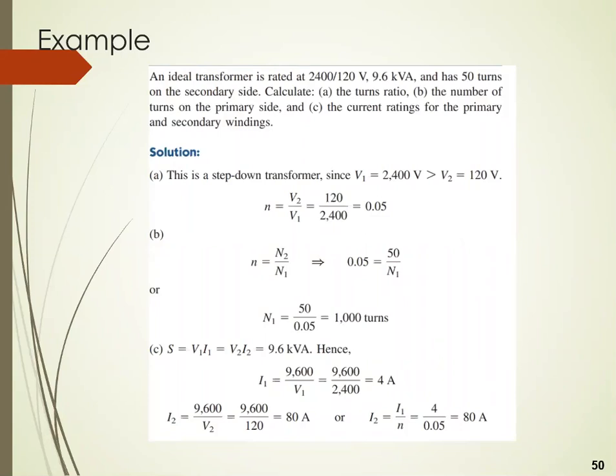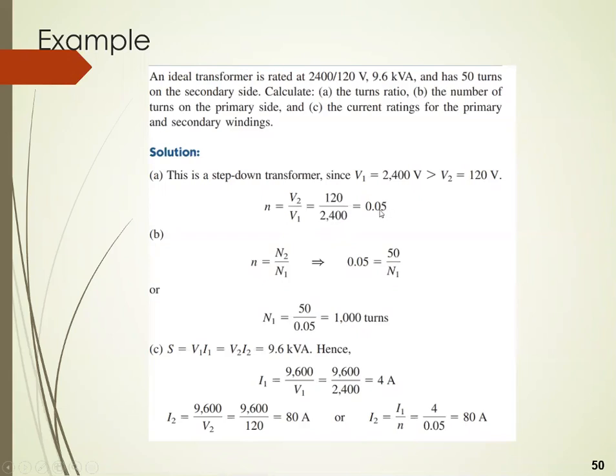We want to find first the turns ratio, then the number of turns on the primary side, and finally the current ratings for the primary and the secondary sides. The turns ratio is actually given by the voltages already. The turns ratio is equal to the voltage at the secondary divided by the voltage on the primary. The secondary voltage is 120, the primary voltage is 2400, so the turns ratio is 0.05.